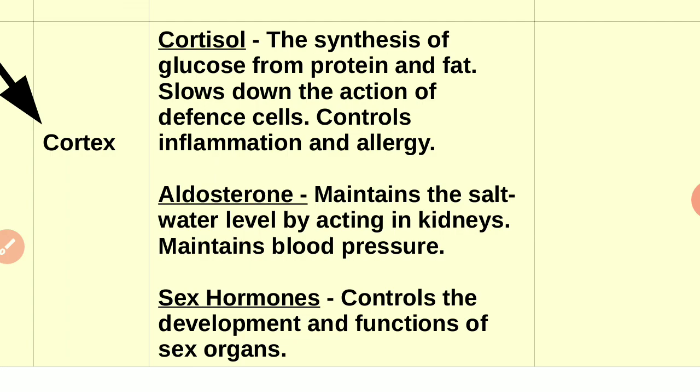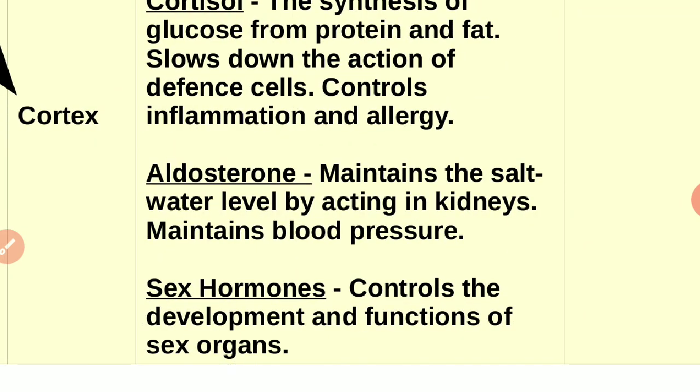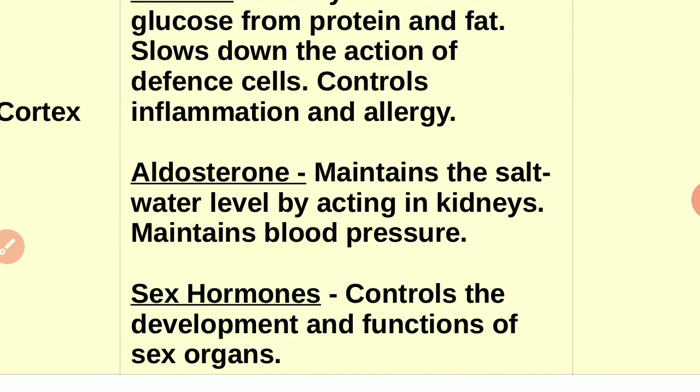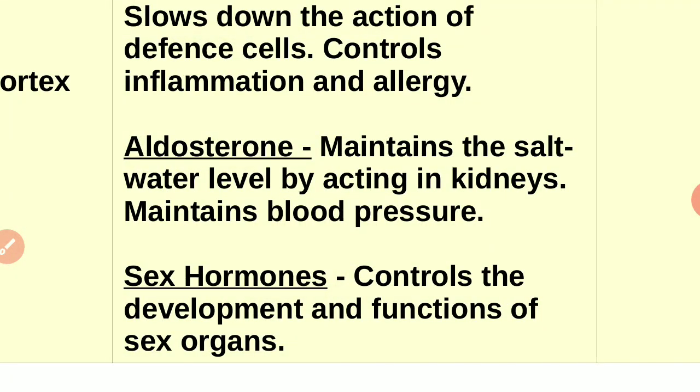Here, why is it the kidney? During the filtration of blood, the excess components in the blood will be removed by the kidney. There, the level of water and salt which are removed through urine is controlled, and it will be brought back to the blood by aldosterone. This maintains blood pressure as well.